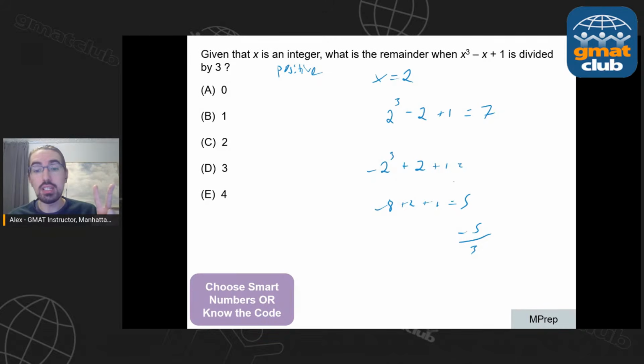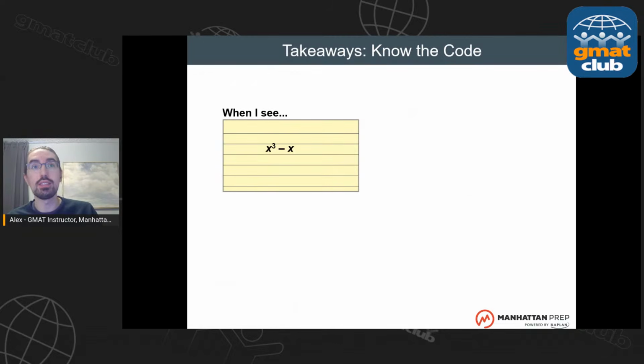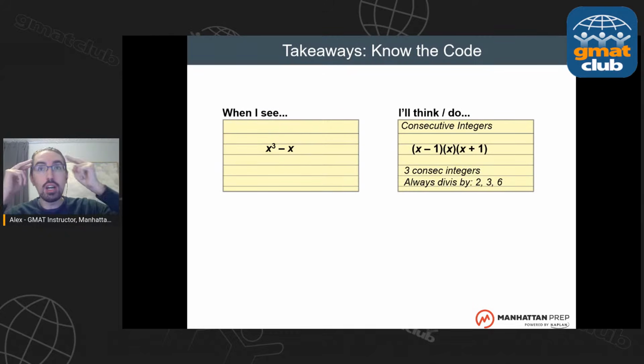The other takeaway is this is another code, right? This is a code that you can know. If you see x cubed minus x or any variable in there, you can think, oh, that's consecutive integers. I now recognize that I can take out the x. Then I have a difference of squares, and you don't have to actually do all that work. You can just know if you have this on a flashcard. So this is another piece of code that you can see.